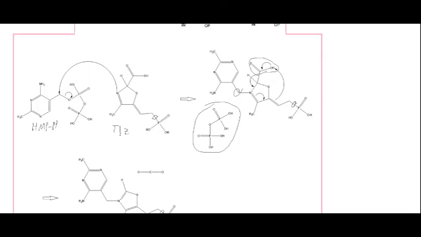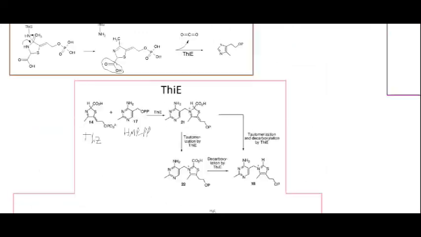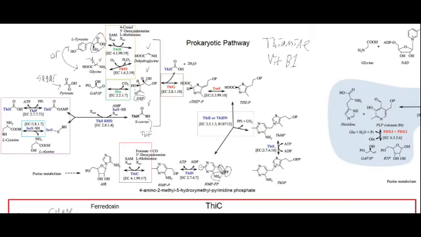And so, yeah, through this concerted mechanism, we now end up with our thiamine phosphate here, or thiamine monophosphate. Once again, should have that other oxygen right there. And so that is our thiamine monophosphate. Then that will be phosphorylated again to generate thiamine pyrophosphate or thiamine diphosphate, however you want to say that.